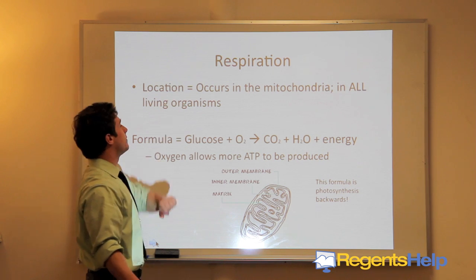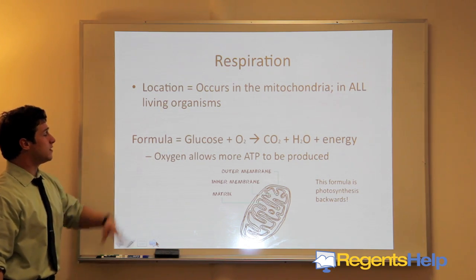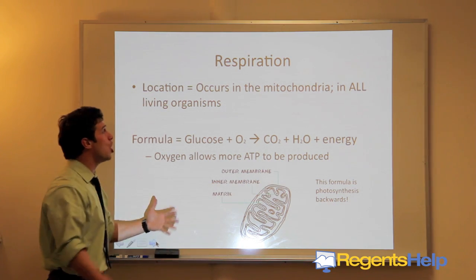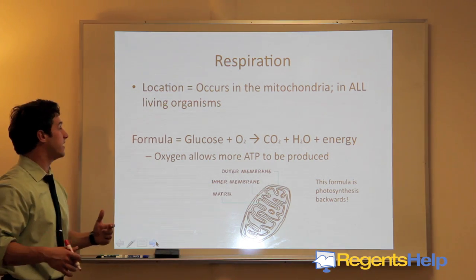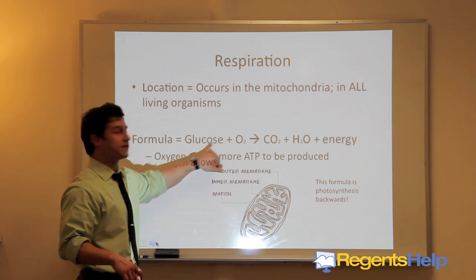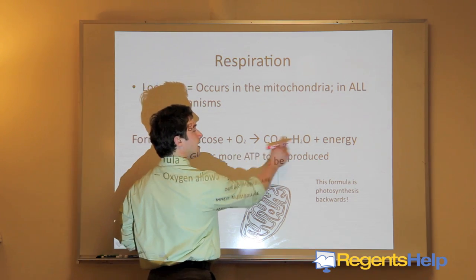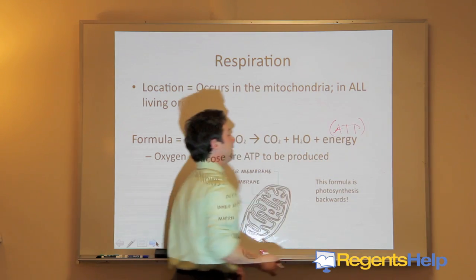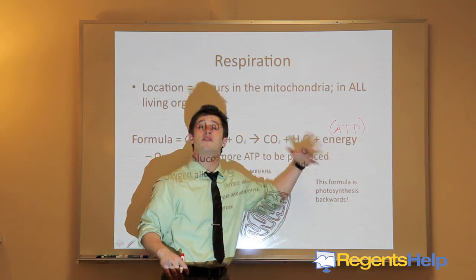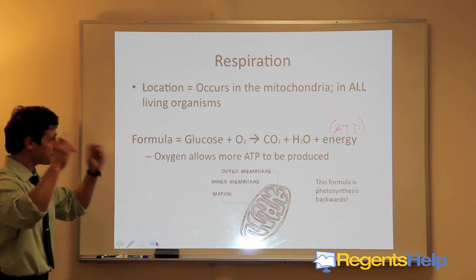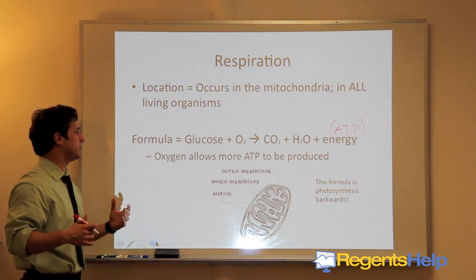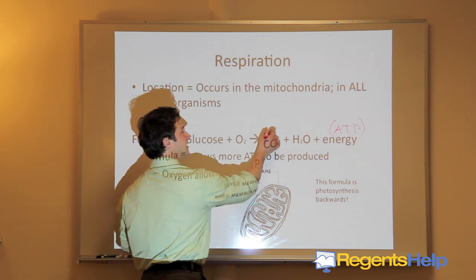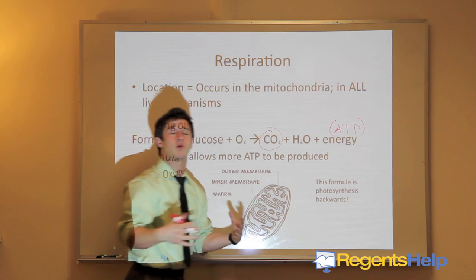So again, we said it occurs in the mitochondria in all living organisms, and the formula for photosynthesis is actually respiration, but backwards. So if you know respiration, you know photosynthesis and vice versa. In respiration, we're going to take glucose and oxygen, and we're going to make carbon dioxide, water, and energy. Only the energy will be in the form of ATP. In photosynthesis, we got our energy in the form of sunlight. So if you take photosynthesis and reverse it, it's this formula. Glucose and oxygen gives us carbon dioxide, which we exhale, and water, which we might sweat out.